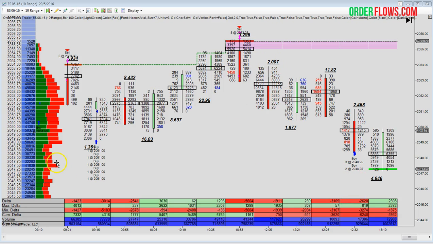When you're putting it all together, it really makes the market easier to read. You can understand what's happening in the market and take better trading opportunities.